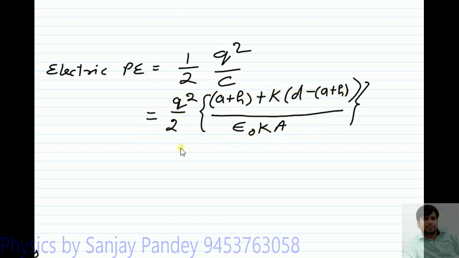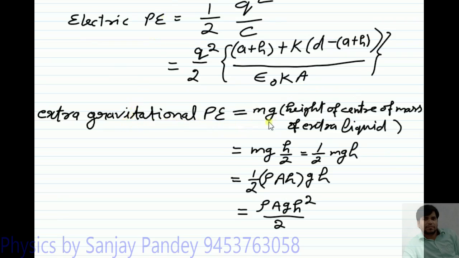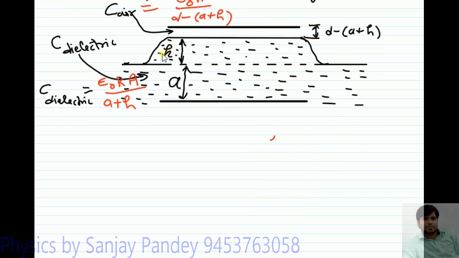Now the extra potential energy due to the extra height covered by the liquid, the extra gravitational potential energy, is equal to mg into the height of the center of mass of the extra liquid. It will be equal to mg into h upon 2, as the center of mass of this portion of liquid will be at height h upon 2. Here will be the center of mass of this extra portion of the liquid.